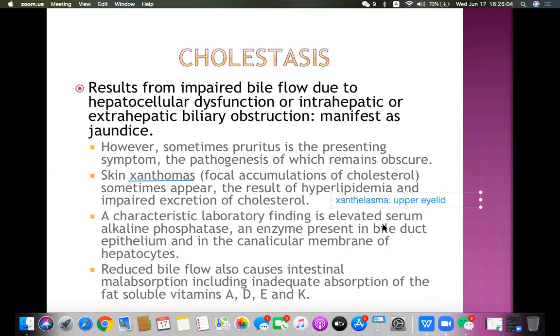A characteristic lab finding in case of cholestasis is that alkaline phosphatase would be elevated, because this alkaline phosphatase is mainly present in the canalicular membrane of the hepatocyte. Means they are present in the biliary canaliculi or biliary channel. So it is ALP. ALP is the name of the enzyme, alkaline phosphatase. Don't forget that.